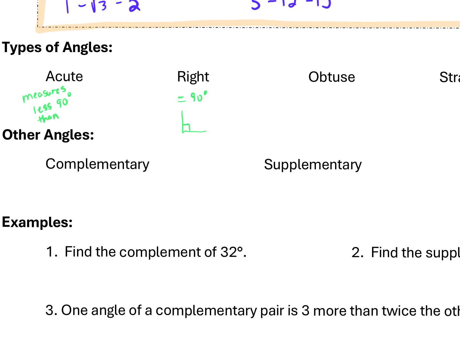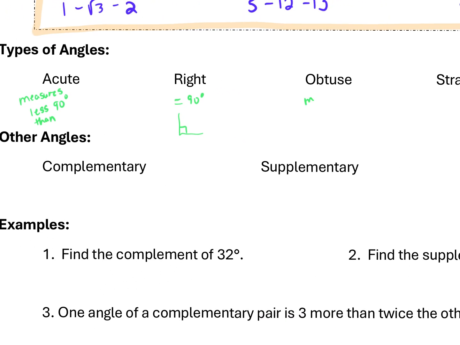What about an obtuse angle? Uh-oh. Do we not remember our geometry at all? Or are we just not awake yet this morning? Obtuse means it measures greater than 90 degrees.